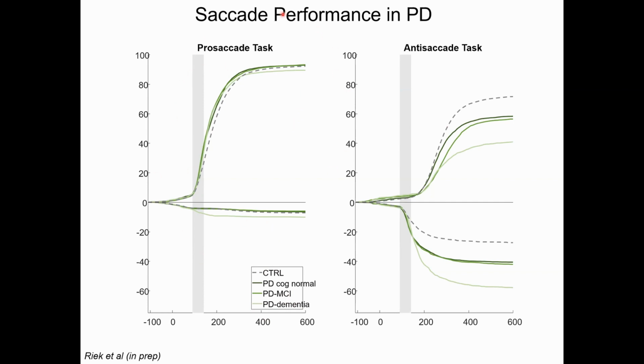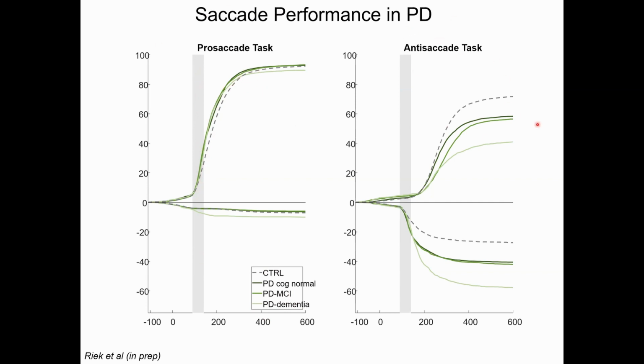And when we look at their performance again in the pro-saccade and anti-saccade task, we see really no difference in the pro-saccade task again, other than all these sub-cohorts of Parkinson's running to the left of the controls here, so that they're actually faster than the controls.